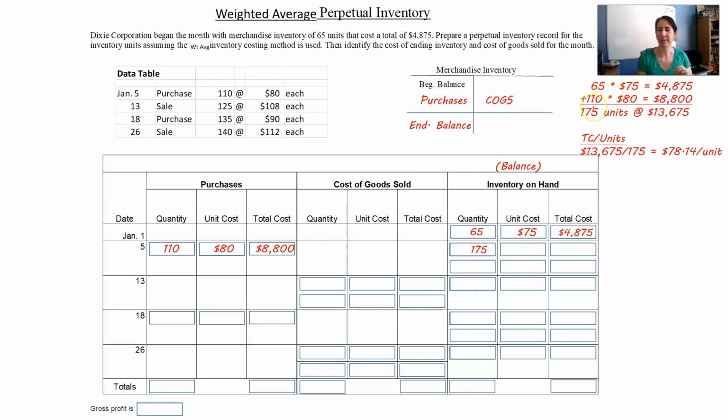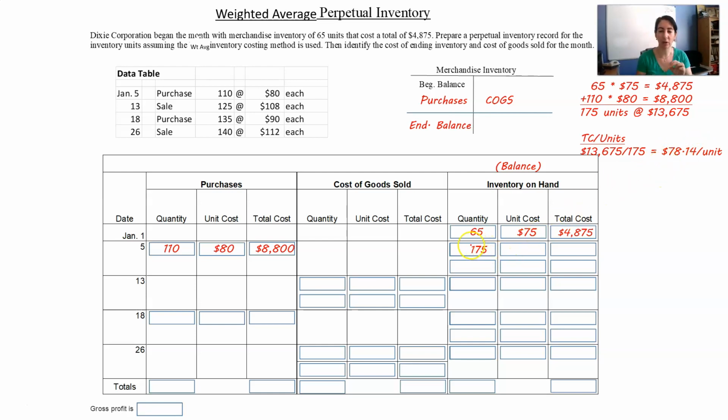So what we need to do is calculate the average. We've got 65 units at $75, and we've got another 110 at $80. So if we add them all together, we in total have 175 units. And the total cost of all those units is $13,675, right? So we're just adding them together. Well, we're figuring out the average cost per unit. So you take the total cost, the $13,675, divided by the total units I have, which is 175. That comes out to an average cost per unit of $78.14. That's the new number I'm using.